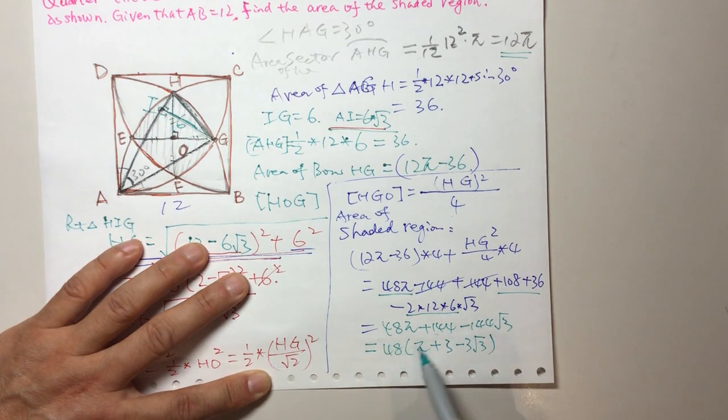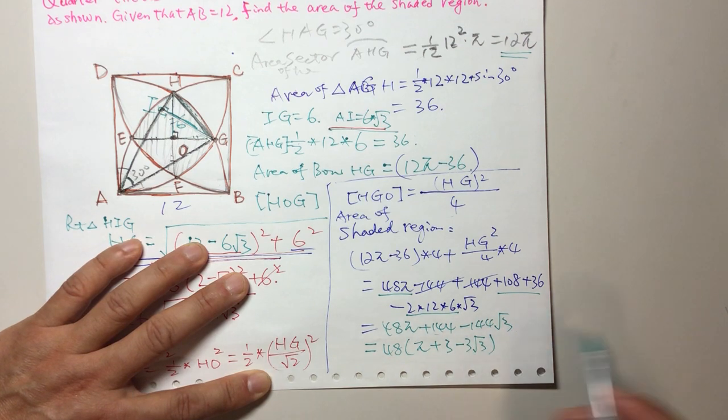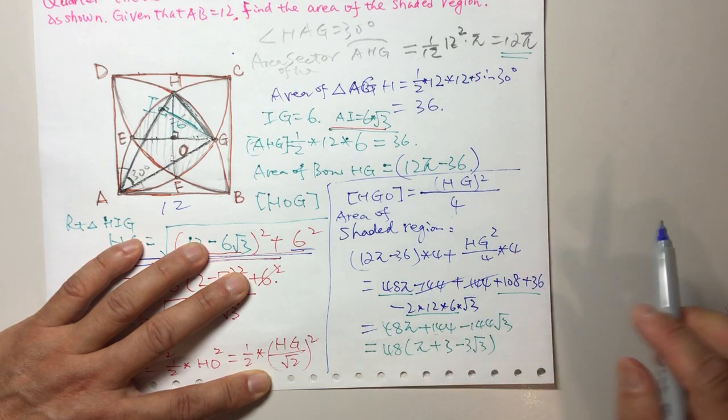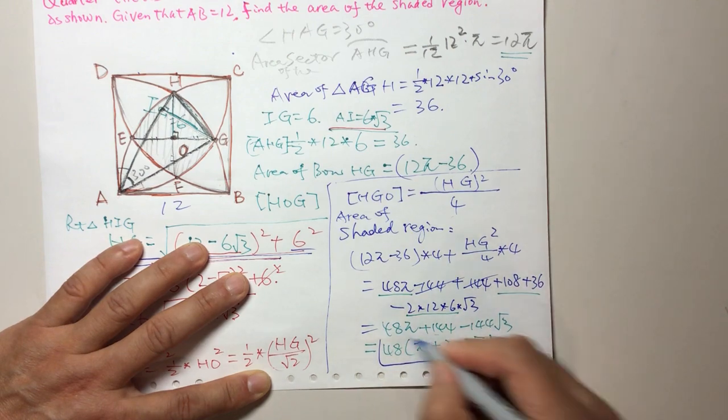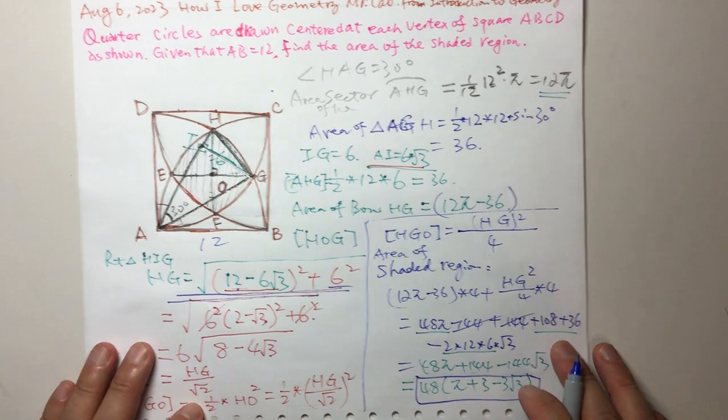So factor out 48, right? 48 times pi. 48 times 3 is 144 and minus 3. Yes, that's it. That's the final answer. We got it. Done. So this problem is a little complicated.